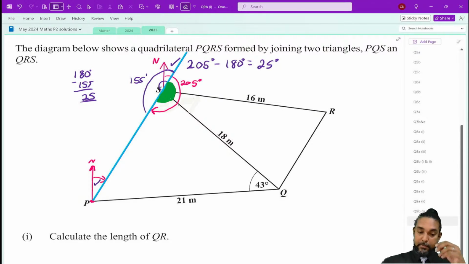So again, the working, the diagram and the explanation, is a bit more helpful than just a shortcut across here, so I would always admit that. So the bearing of S from P is 25 degrees.